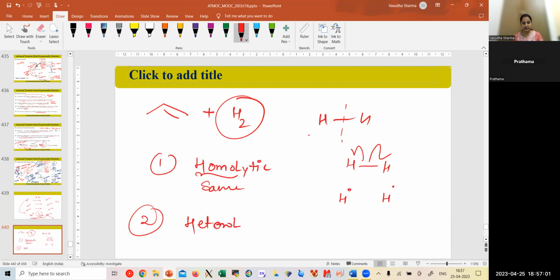Heterolytic is different, where one will take both the electrons. So this becomes H positive because it has no electron, and this becomes H negative. So a cation and an anion will form. This is what we call heterolytic.